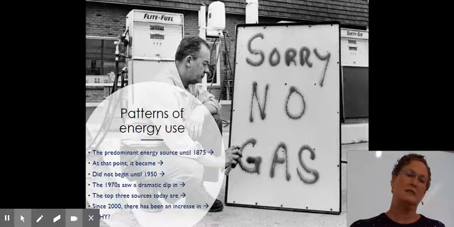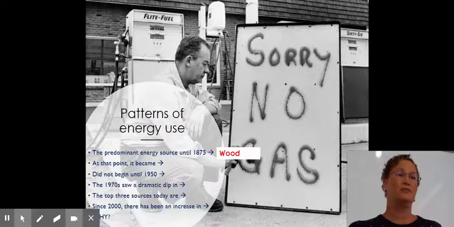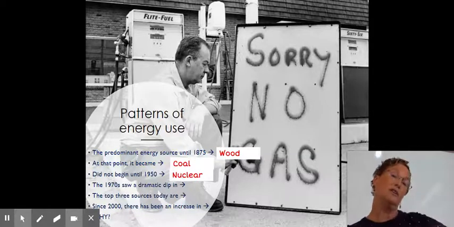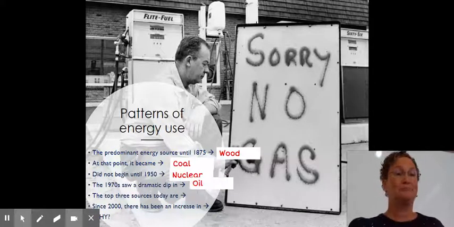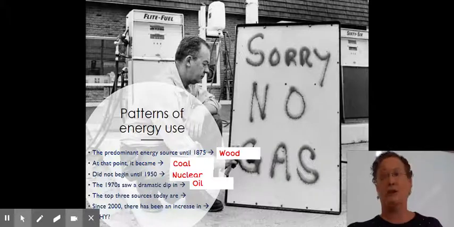And now you're back. So here are the answers. So the predominant energy source until 1875 is wood. After that point, coal took over. And we really weren't using nuclear power at all until 1950. In 1970, there was a dramatic dip in the oil prices, in the oil usage.